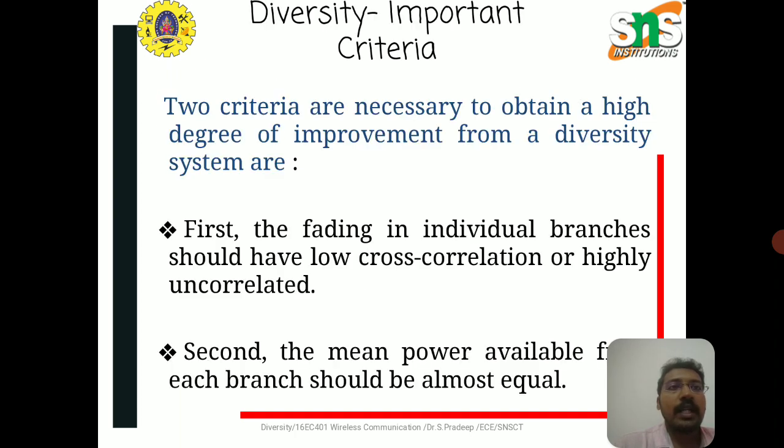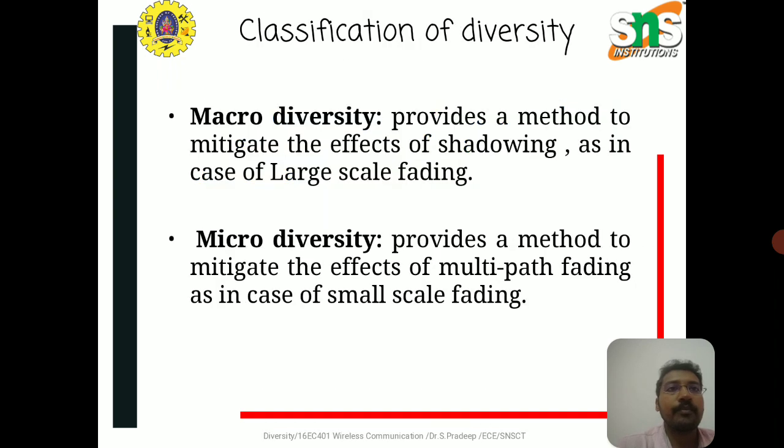Two criteria are necessary to obtain a high degree of improvement from a diversity system. The first one is that the fading in individual branches should have low cross correlation, or be highly uncorrelated. Second, the mean power available from each branch should be almost equal.